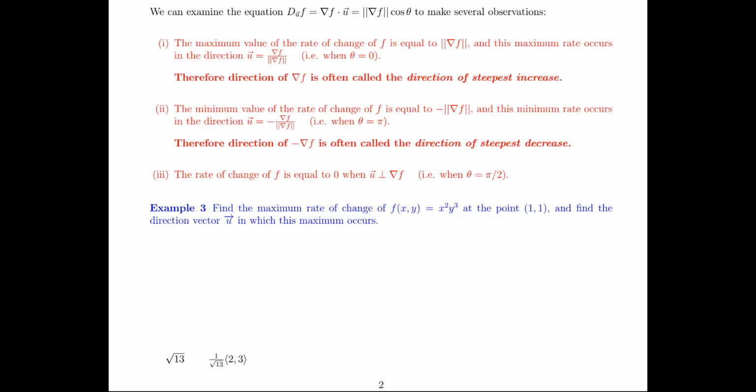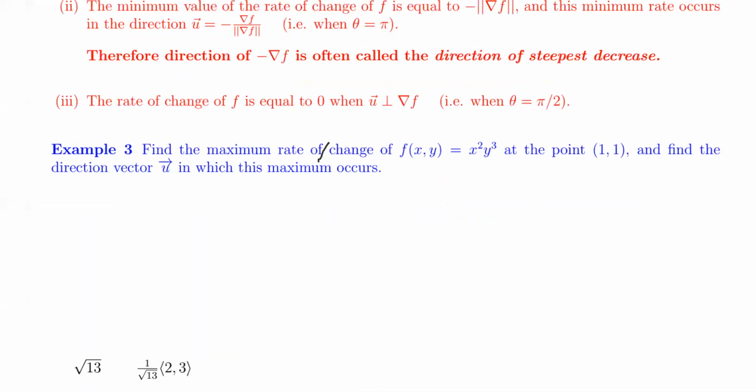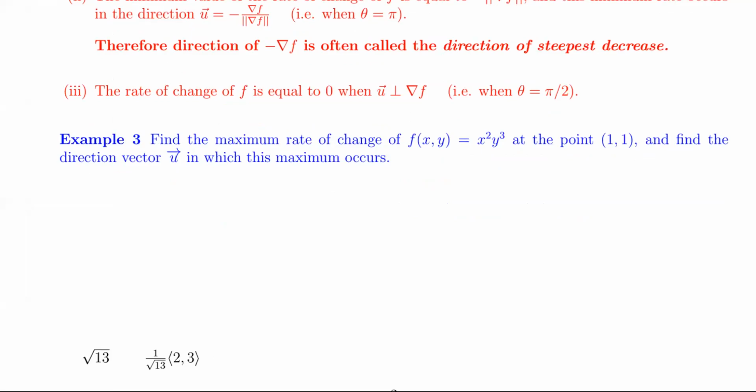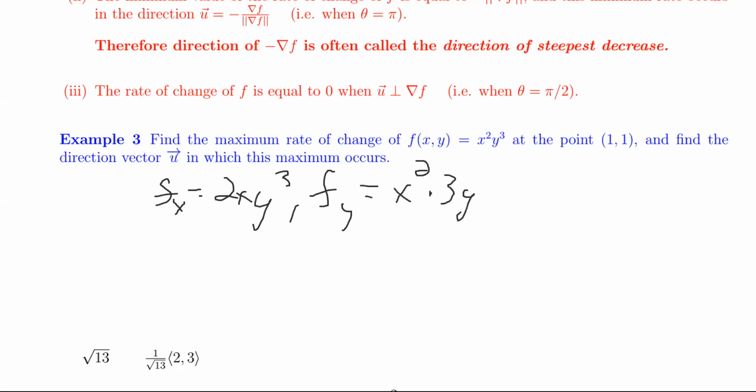Now let's do a couple of quick examples, 3 quick examples, in fact. So we're going to find the maximum rate of change of f of x comma y equal to x squared y cubed at the point 1 comma 1. And we're going to find the direction vector u in which this maximum occurs. So first we notice that f sub x is equal to 2x y cubed, and f sub y is equal to x squared times 3y squared.